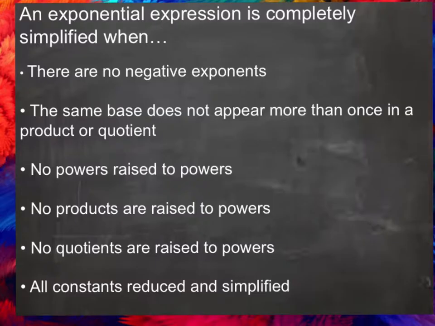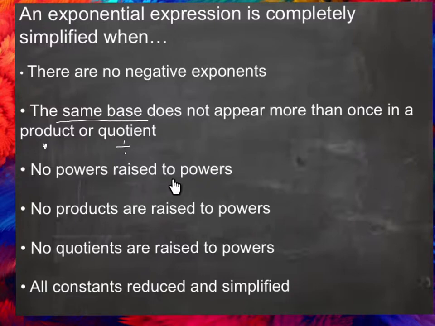Throughout the packet, you're going to be expected to simplify exponential expressions completely. And in order to do that, there must be some rules you need to follow. First of all, you need to make sure that there are no negative exponents. Remember, all exponents must be positive. You got to make sure the same base does not appear more than once in a product or quotient. So product is when you multiply, quotient is when you divide. I can write that here. Multiply and divide. Make sure that you do not have the same base.